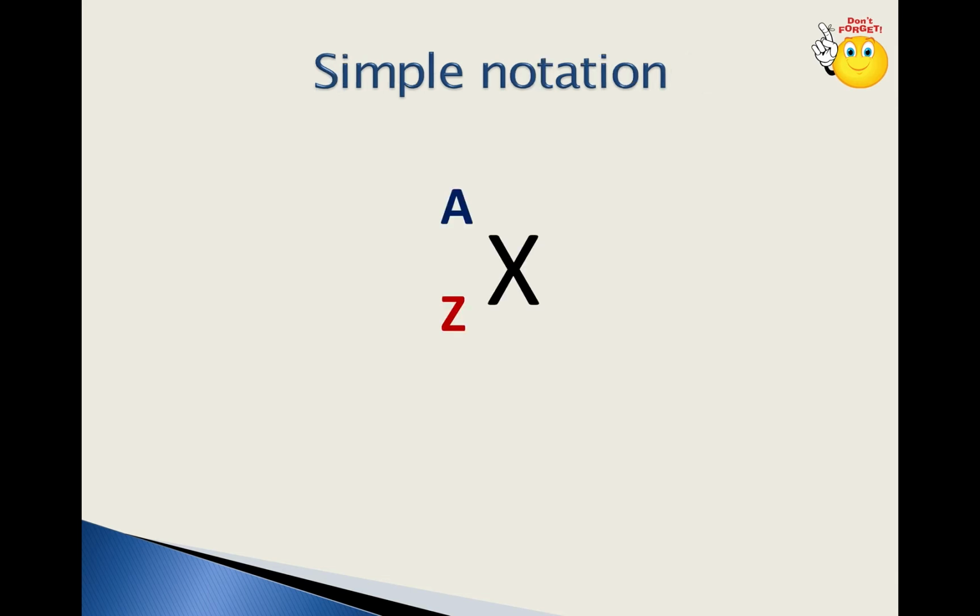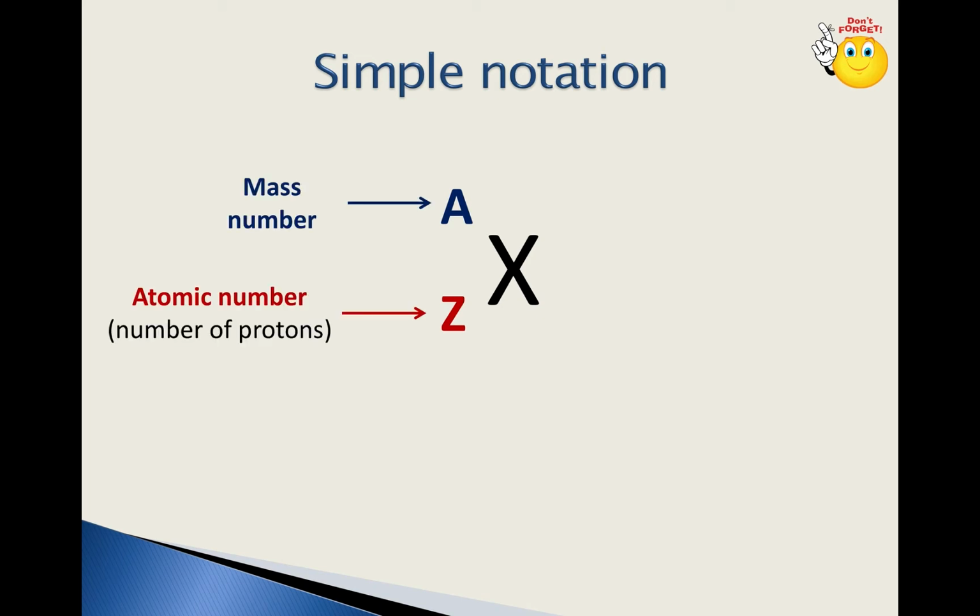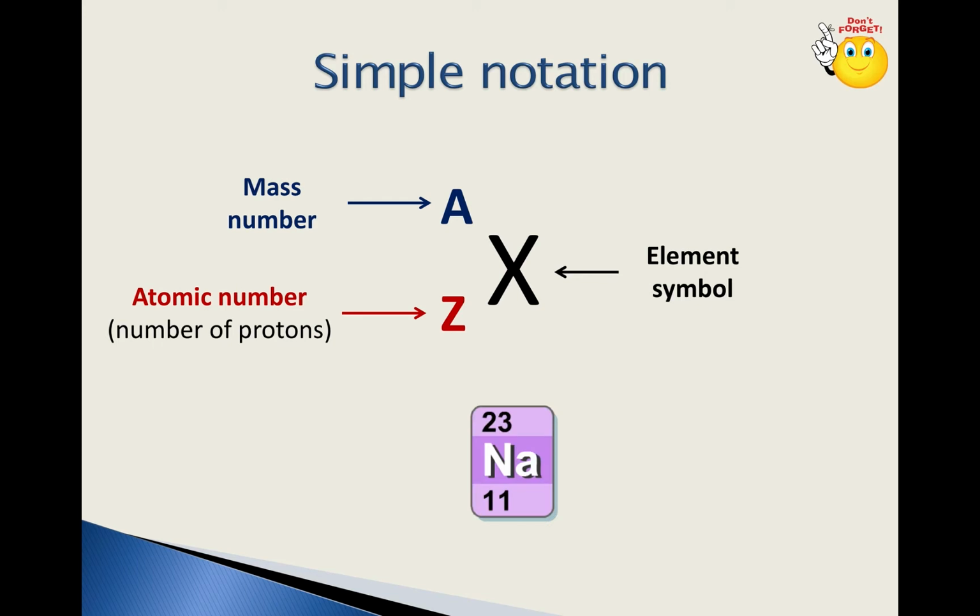This is another way of writing an atom, where A represents the mass number, the bigger number of the two, and Z represents the proton number. X, in this case, represents the element symbol. The example below is of sodium, where 23 represents the mass number and 11 represents the proton number, and the symbol is Na.